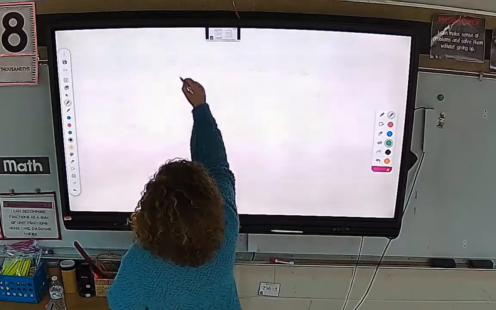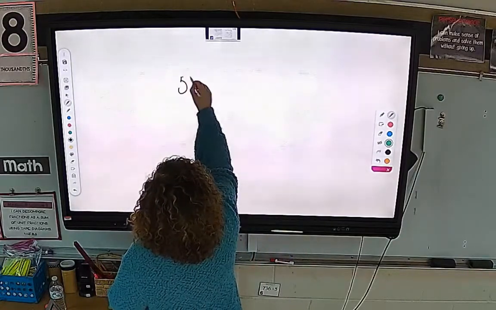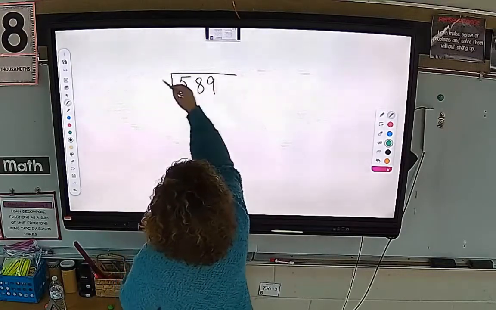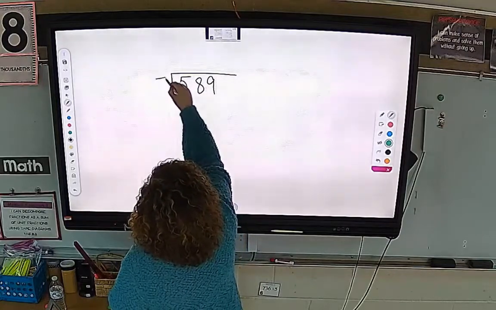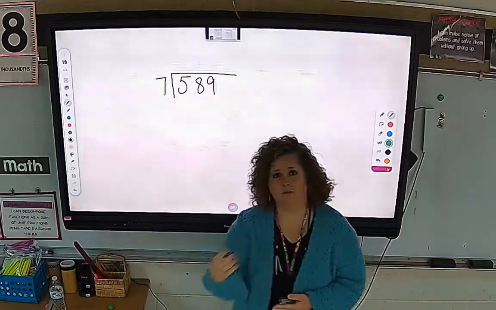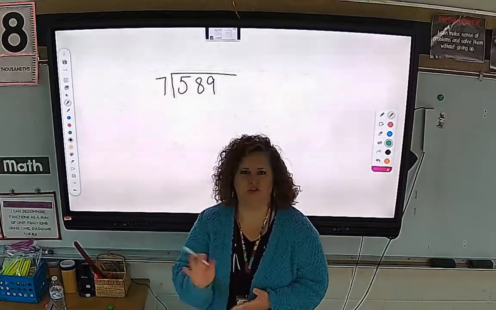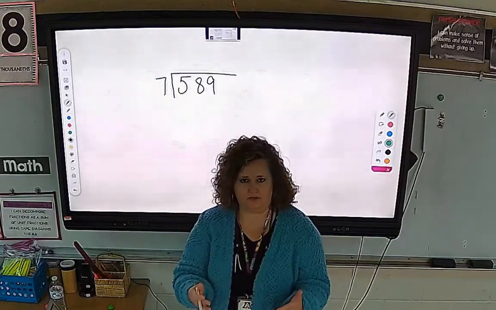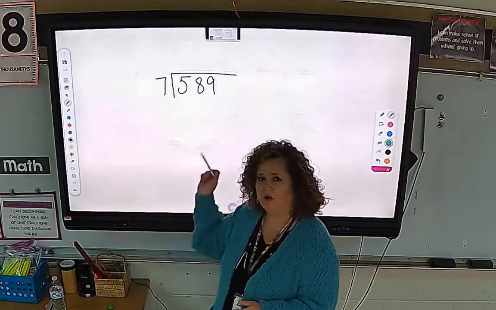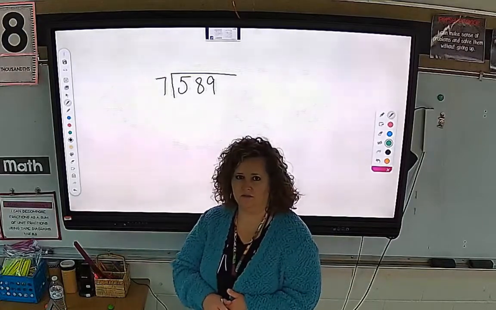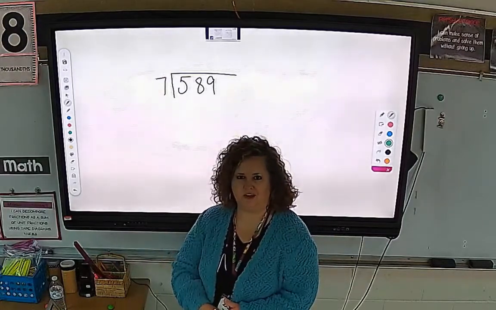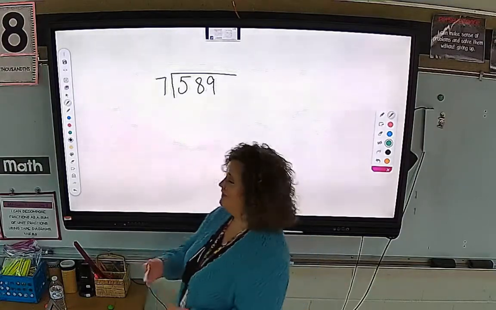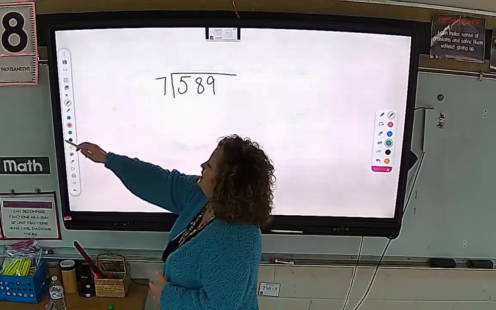We're going to have 589 divided by, let's go with 7. Again, pause the video, work the problem out, and go ahead and check it with multiplication. That's great practice, and see if you get the correct answer that way. But also turn it back on to see if you've gotten it correct through checking it with me. Go ahead and pause the video. And turn the video back on. Push play, and let's work this out.